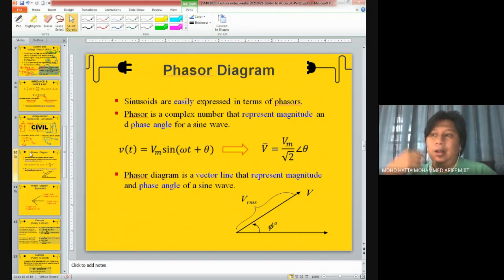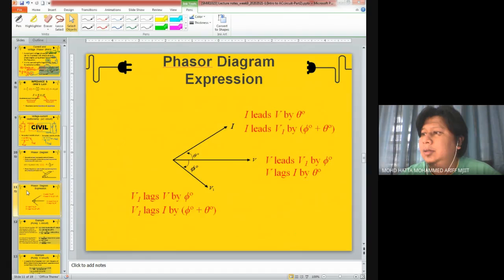Anyway, we move on to the phasor diagram. I think this one has also been described previously, about how we draw the phasor diagram, and maybe later on we will get to know it better when we have a look at examples.